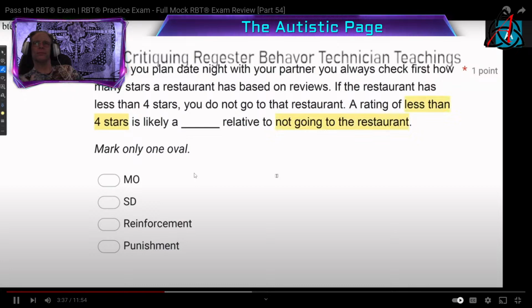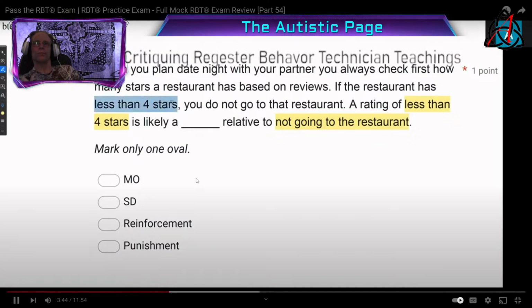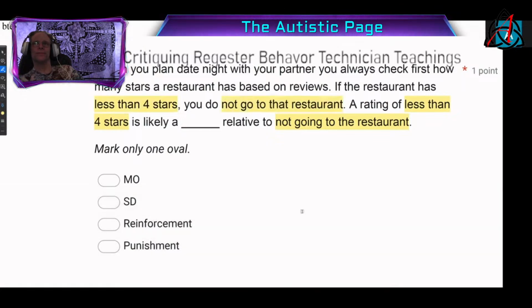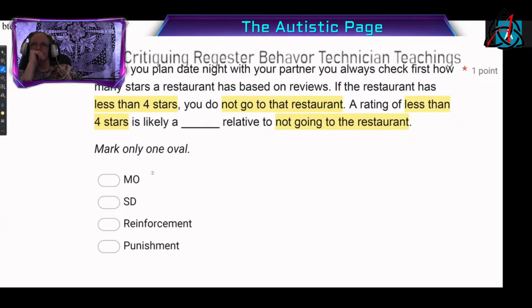restaurant. So let's first identify, is less than 4 stars an antecedent or a consequence? What's an antecedent? When you have less than 4 stars, it evokes a behavior of avoidance. We don't go to the restaurant. So this is clearly an antecedent of not going to the restaurant, meaning we can rule out consequences. Now, is this a motivating operation or a discriminative stimulus?